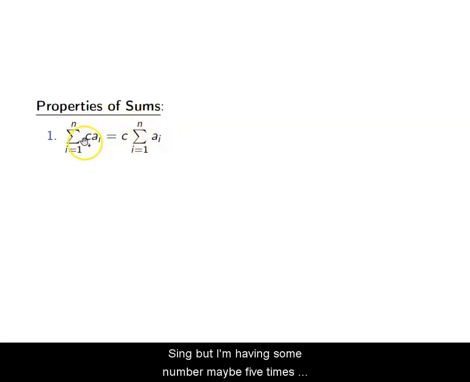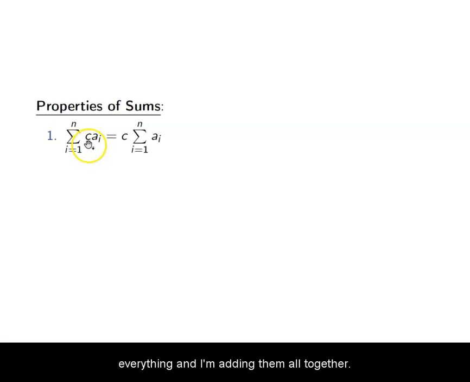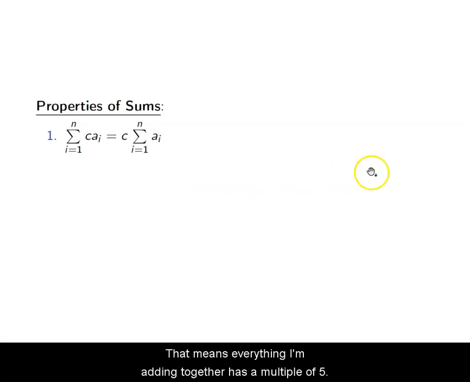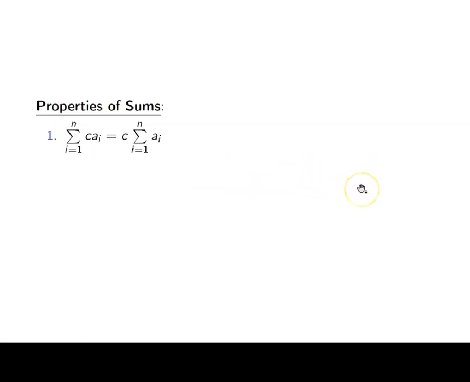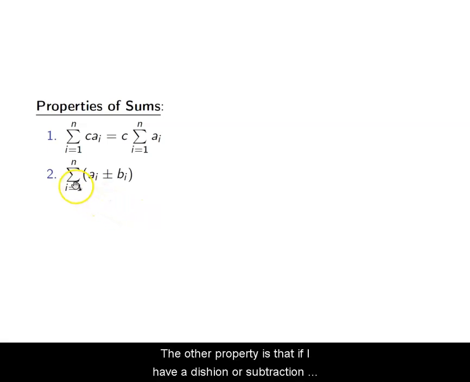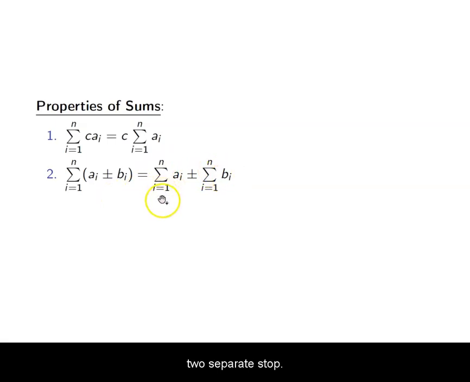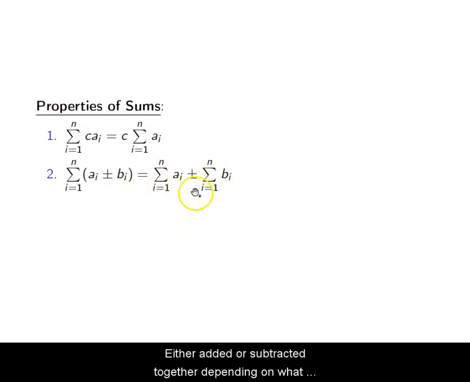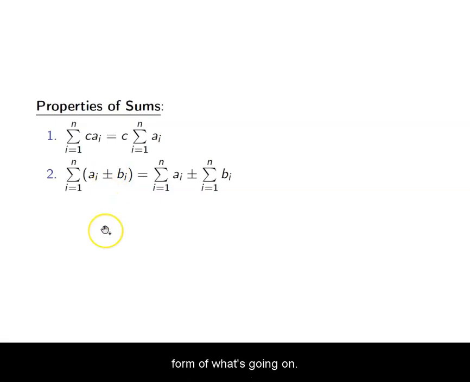Think about it. I have some number, maybe 5 times everything, and I'm adding them all together. That means everything I'm adding together has a multiple of 5, a common factor. So I can just pull out that common factor times my sum of values. This is actually a very useful property. The other property is that if I have addition or subtraction within my general term, I can actually separate that into 2 separate sums, being either added or subtracted together depending on what formula was on the inside.